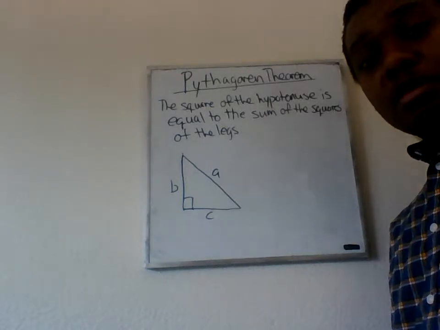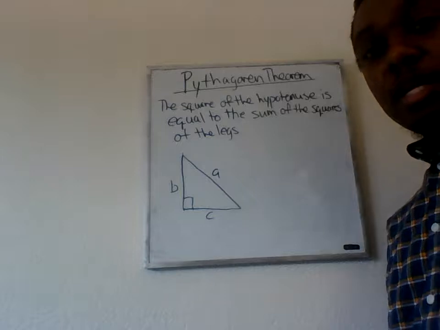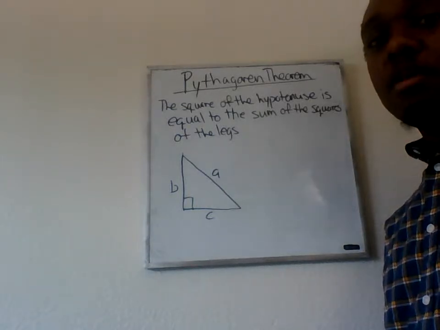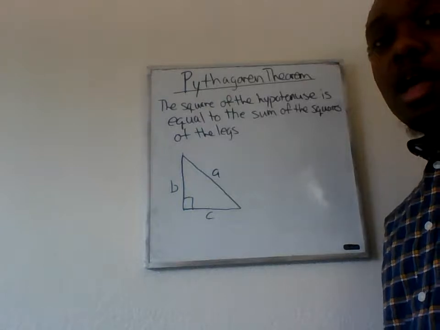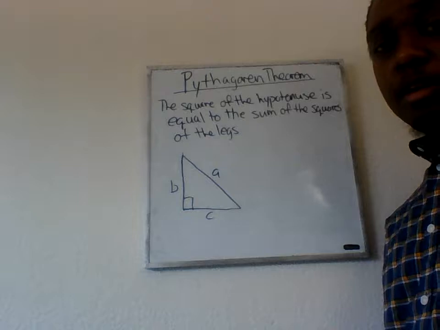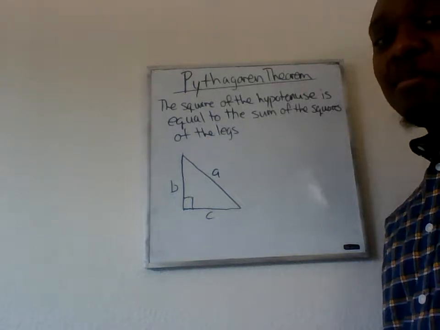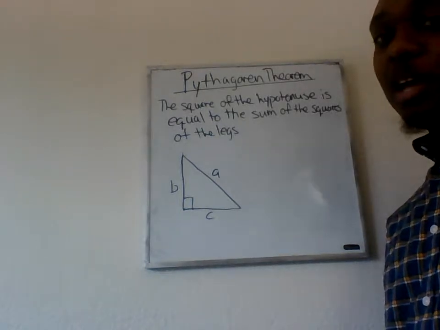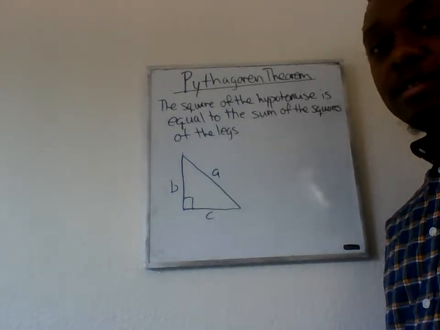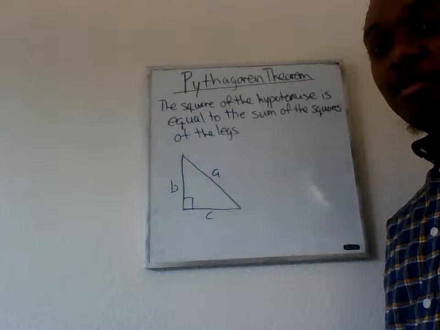Hello. Today we're going to be looking at the Pythagorean Theorem. The Pythagorean Theorem says that the square of the hypotenuse is equal to the sum of the square of the legs. And that's what it says. Sometimes it's written a different way, where it'll say the sum of the square of the legs is equal to the square of the hypotenuse. That is the Pythagorean Theorem, one of those two ways. It's never been written any other way.